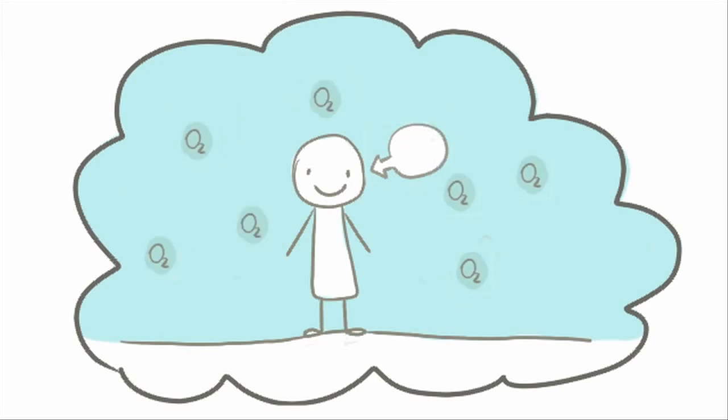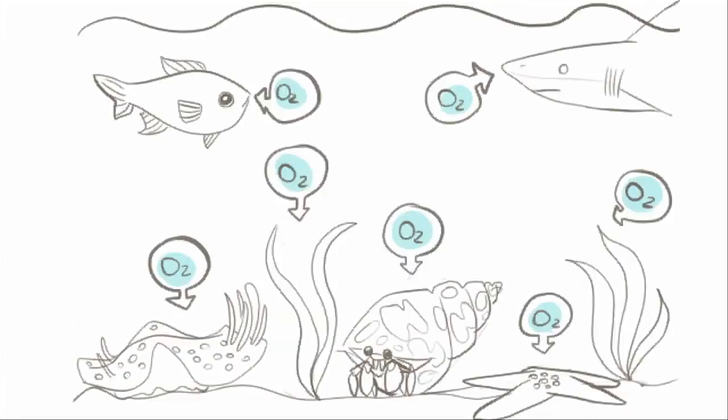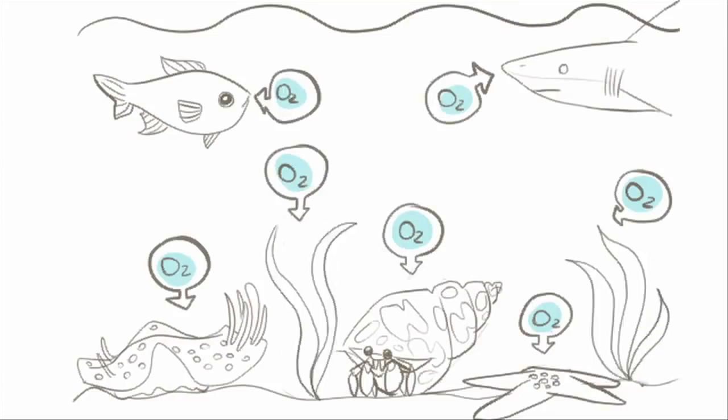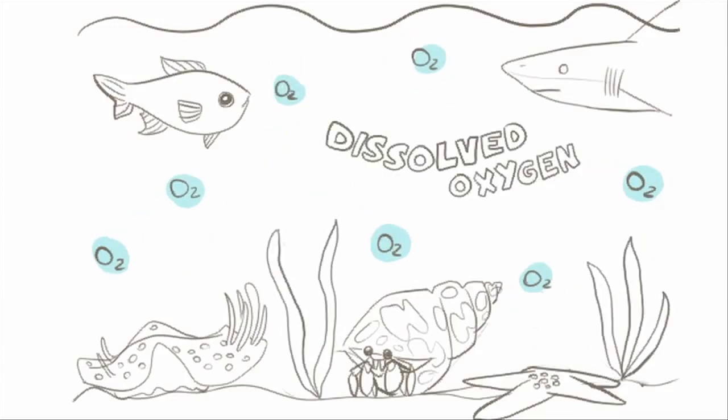Imagine a world where we weren't surrounded by air. Without the oxygen in the air that we breathe, we wouldn't survive very long. But what about animals underwater? They need oxygen too. Where do they get it? The answer is from the water, because water actually also contains dissolved oxygen.